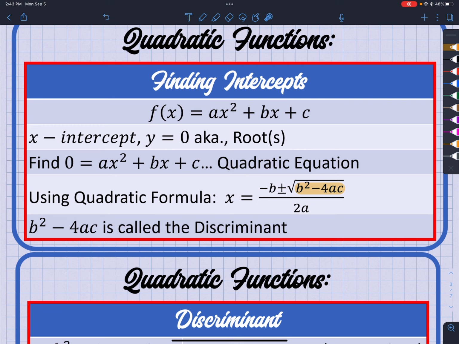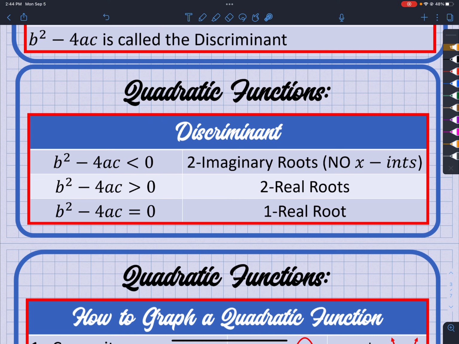So, which means that we would have no x-intercepts. However, if the discriminant was 0, well, this would be 0, so the square root of 0 is still 0. Well, what is negative b plus or minus 0? Still just negative b divided by 2a. So that means there's only going to be one x-intercept. And however, if this is positive, then the plus and minus is still going to be there. So that means we're going to have 2 real intercepts or roots.